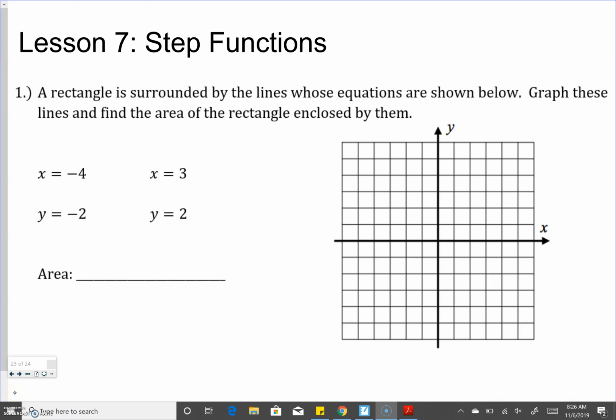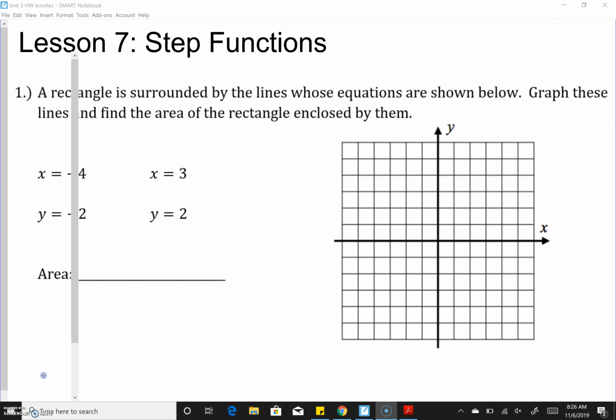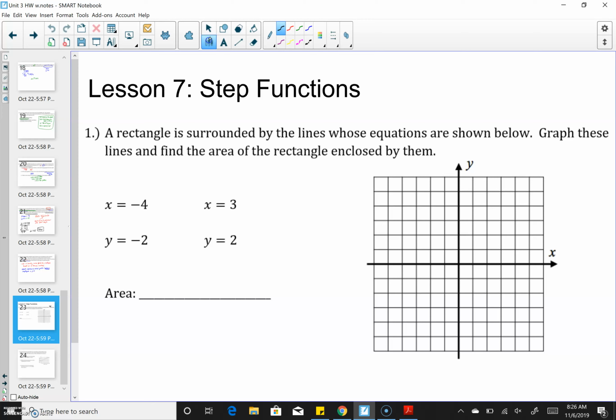For lesson 7 on step functions, we want to talk about how we make all of our horizontal and vertical lines on a graph. So we'll start with our x equals lines, which are our vertical lines. So anything that's x equals is going to be vertical. So we go over 1, 2, 3, -4, and this is going to be our x equals -4 line. All right, it's vertical, it goes through the point x equals -4.